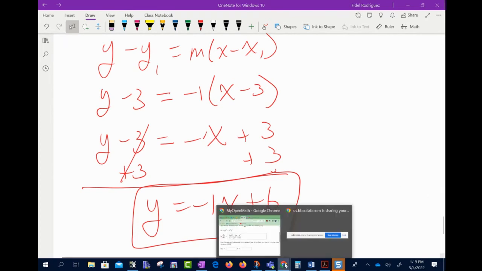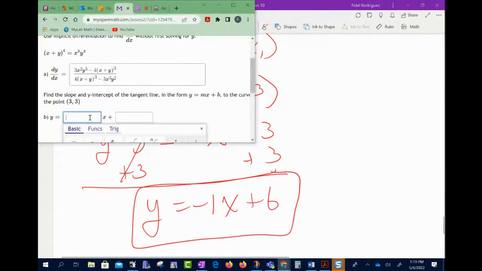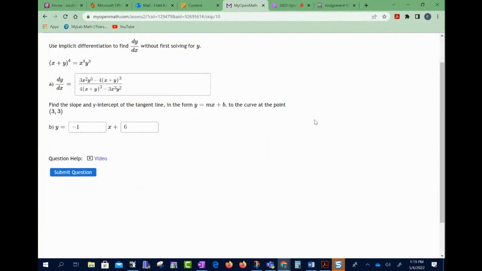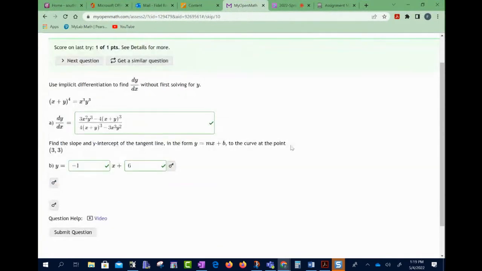So guys, I'm going to go ahead and enter that in now. So y equals -1x plus 6. Let's bring this up here. Let's submit it and see what happens. Oh my goodness, we done got it, right?